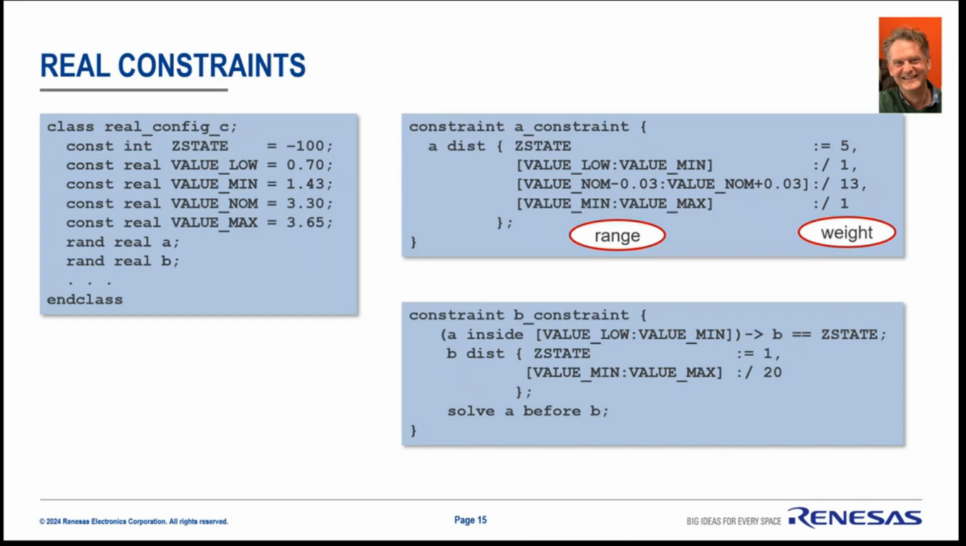In the second example, there's a similar distribution constraint, but we also have an implication constraint. We're saying that if A is inside a certain range, value low to value min, then that implies that B is set to Z state. So we can have implication constraints for real numbers, and we would also probably have an ordering constraint. You'd solve A before B because you need to know what A is, whether it's inside the value low to value min, to then apply the constraint on B to be Z state.